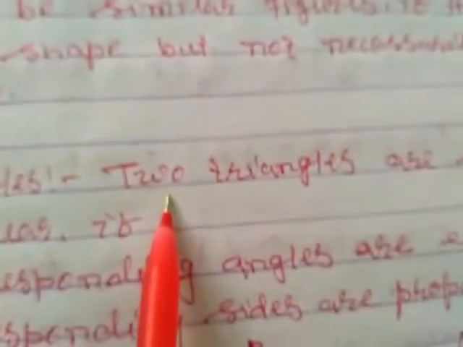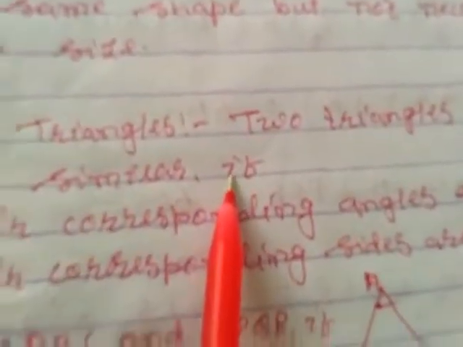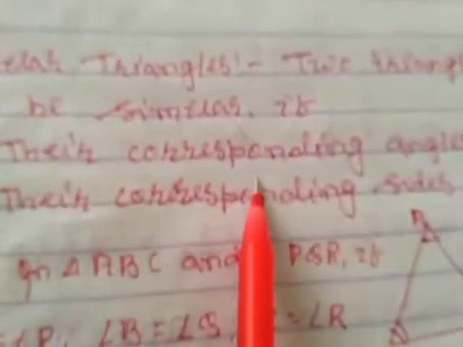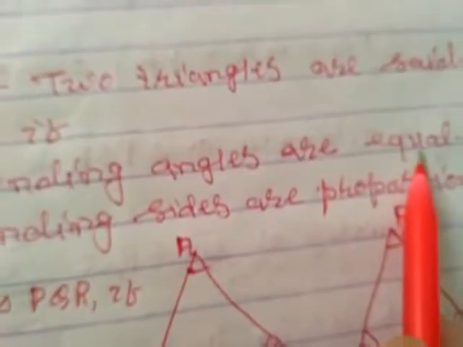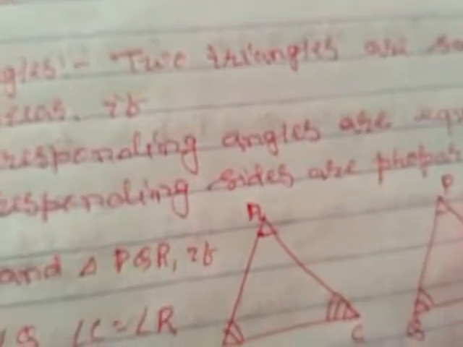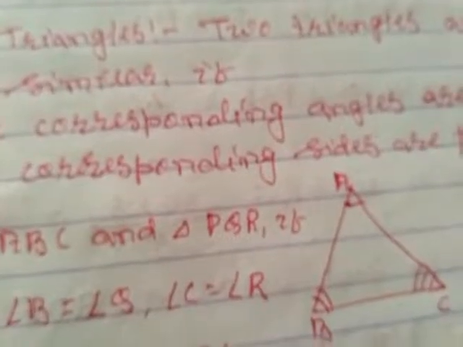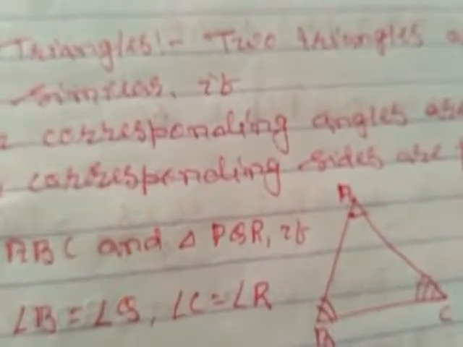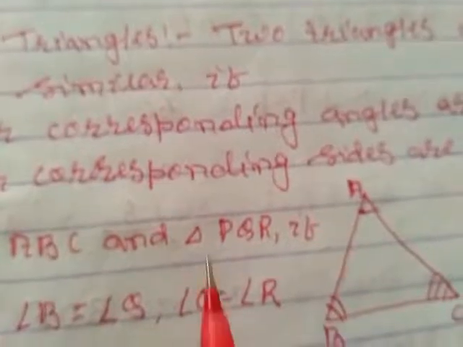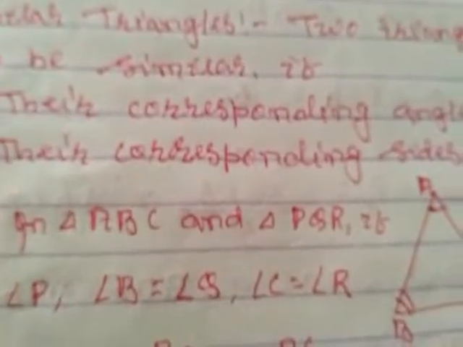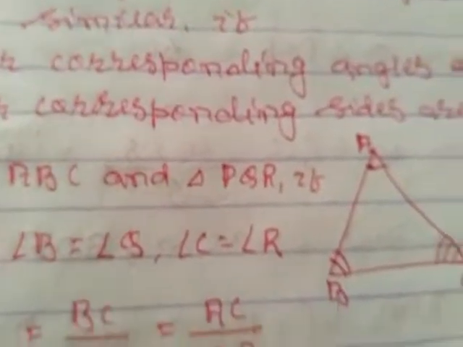Two triangles are said to be similar if, number one, their corresponding angles are equal and their corresponding sides are proportional. It means that if two triangles have their corresponding angles equal and their corresponding sides in the same ratio, then these two triangles are said to be similar triangles.